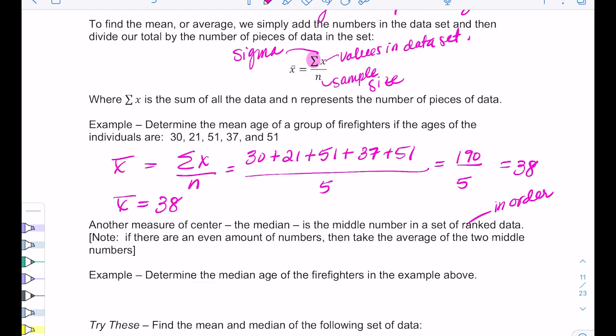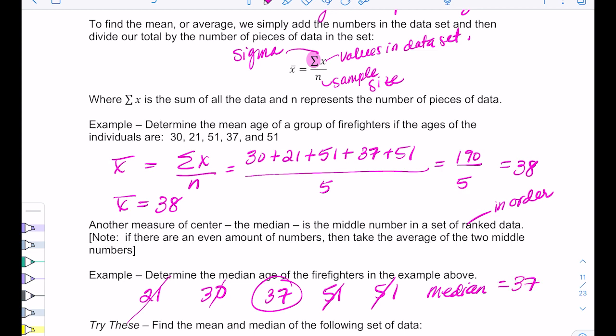I'm going to take my firefighter ages and put them in order. So I would have 21, 30, 37, 51, and 51. If I simply count off from the first and last and get to the middle, my median is 37. So that's the median age. We do have a symbol for median. It's not commonly known, but it's a squiggly, like a tilde, on top of the X. So my median there is 37 years. That's the median firefighter age in that sample.